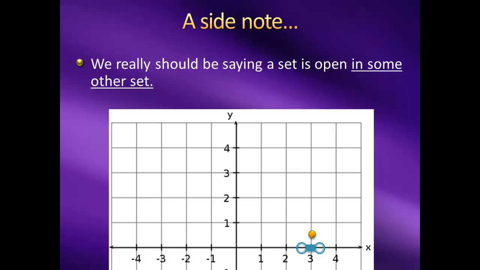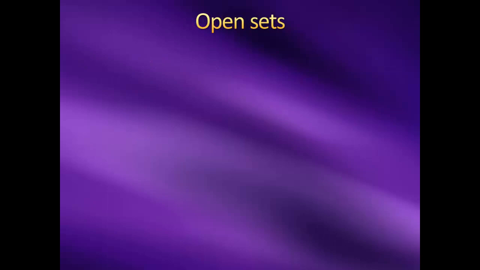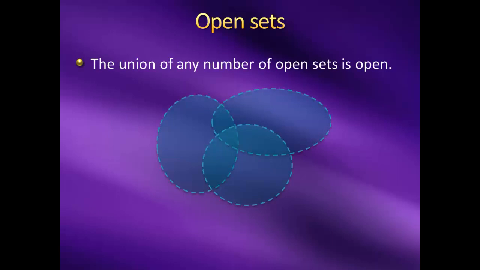So we would have to say that the interval from 2.9 to 3.1 exclusive is open in the reals. In most cases, though, and throughout this lecture, you can assume that this suffix of "in the reals" is implied. So how can we combine open sets? We can take the union of any number of open sets, and we'll still have an open set.